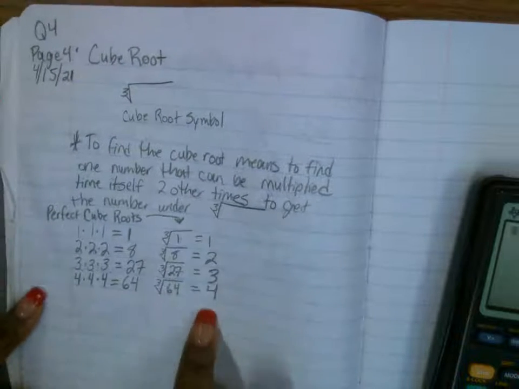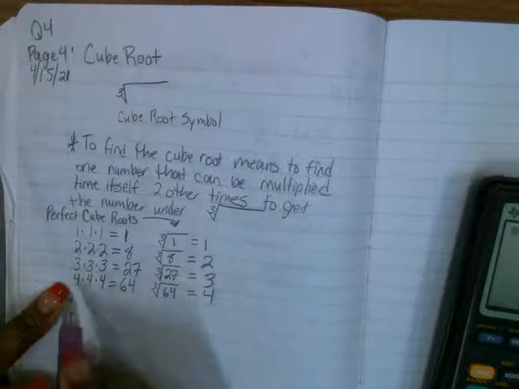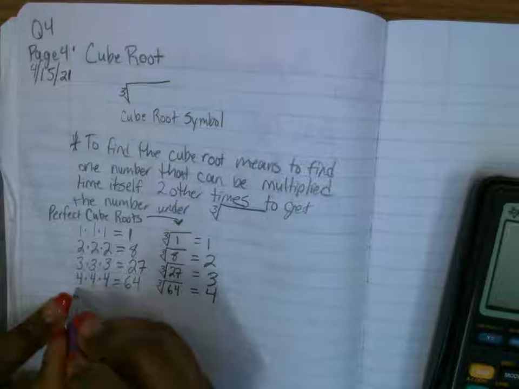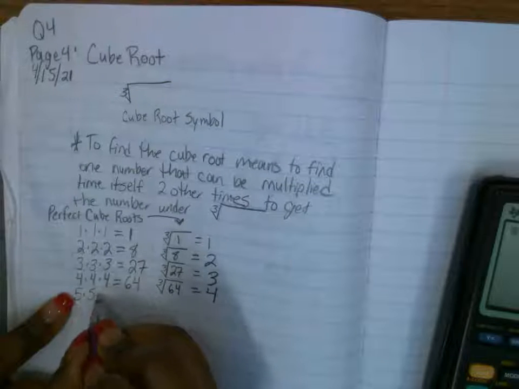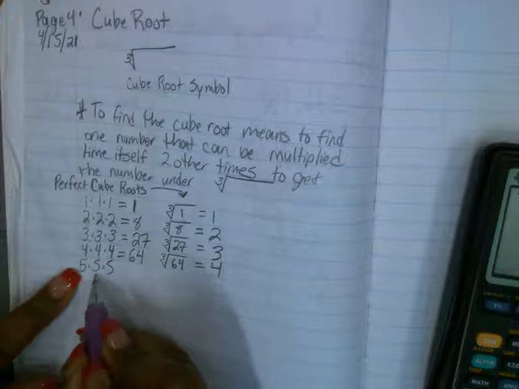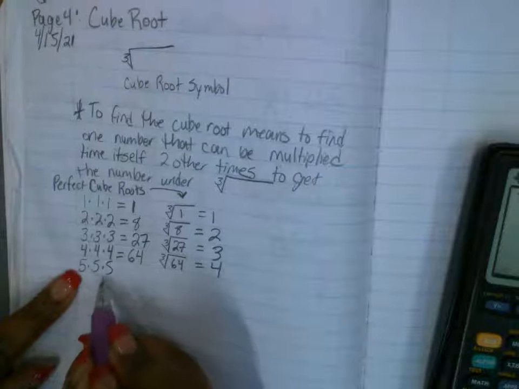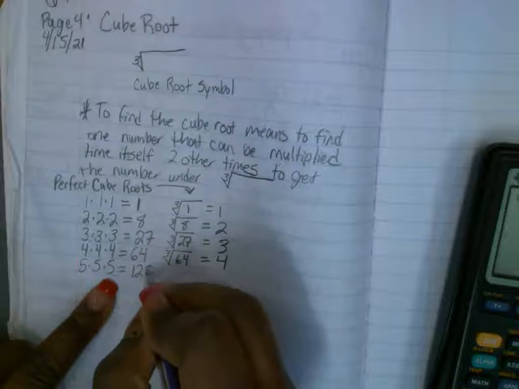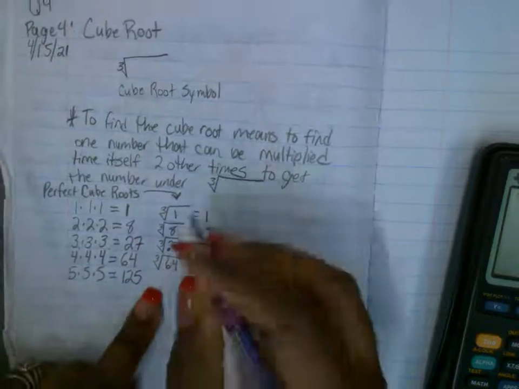Good job. Okay? Let's create the next perfect cube, sorry. 5 times 5 times 5. We got 5 times 5 is 25. What's 25 times 5? 125. Very good.